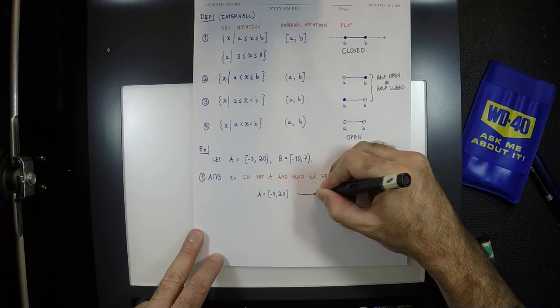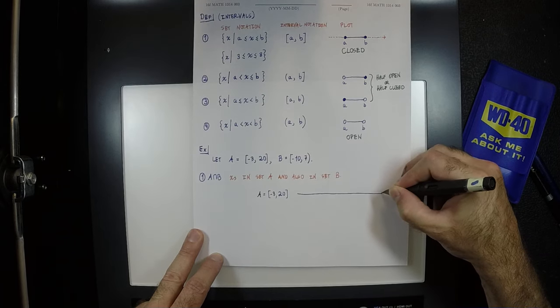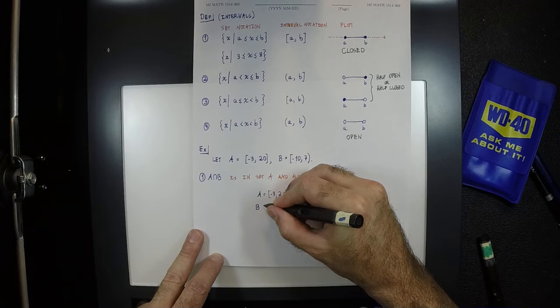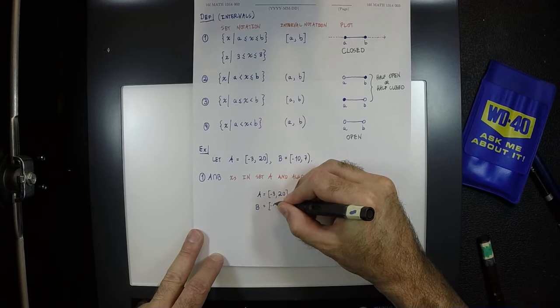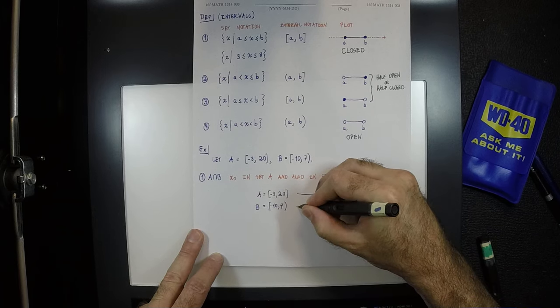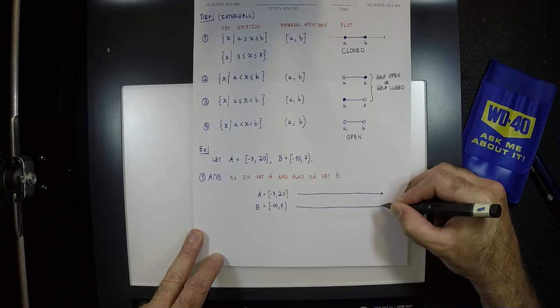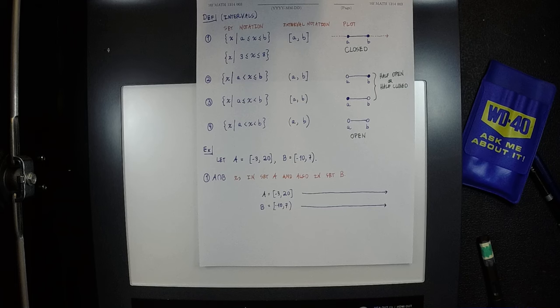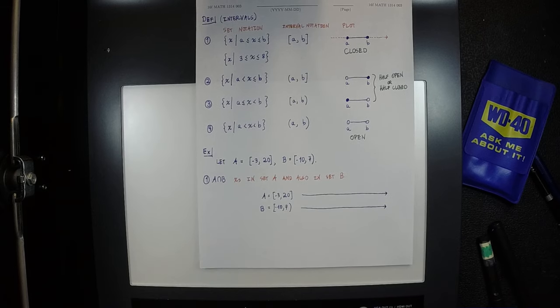So I'm going to draw a number line for it. Okay, and then set B, well, that's negative 10 to 7. I'm going to draw a number line for it also. Okay, so now I'm going to draw set A on the top number line, and I'm going to draw set B on the bottom number line.